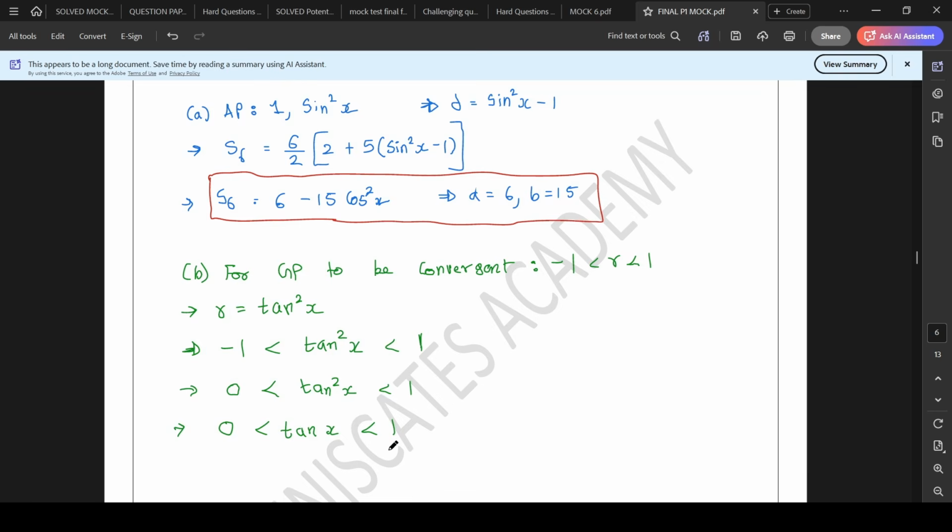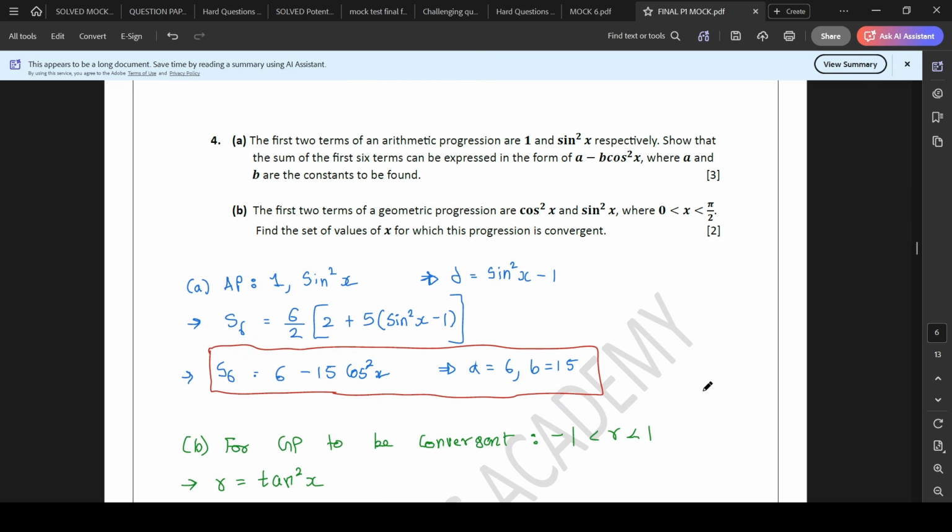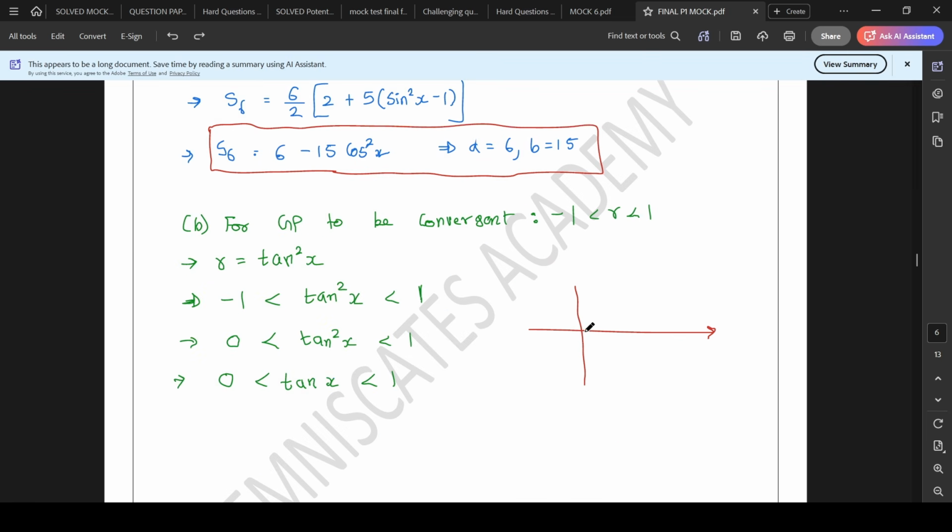So now I need to find the set of values of x where my tan x graph is in between 0 and 1. If I try to draw this on the graph to explain what I'm doing, how does the tan x graph look like? Let me show it to you. Is there any condition given for x? Yes. We know that x is in between 0 to pi by 2. So let us draw the diagram between that only. So this is 0 and there is a vertical asymptote at pi by 2, right? This is your pi by 2 asymptote.